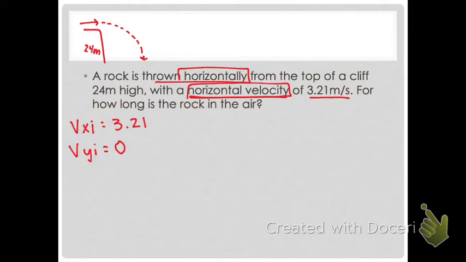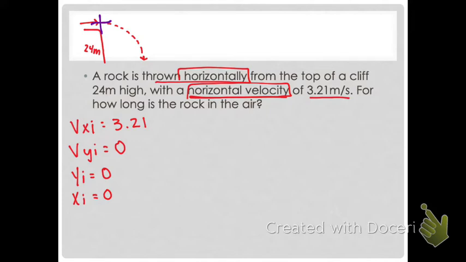Okay. Second thing we always know is my initial displacements. Let's draw the origin here, so my origin is right here at the beginning of my motion. That means that my initial displacements, yi and xi, are always what? Always 0, right? The starting points of my motion are always 0.